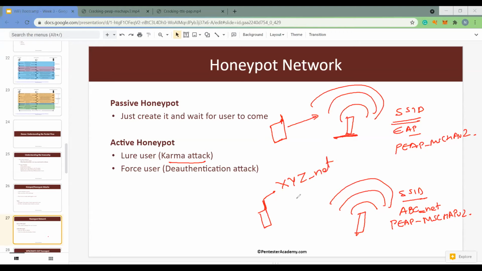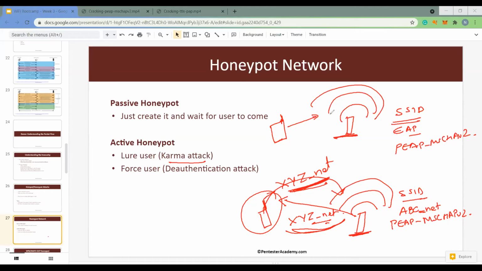So what we do in karma attacks is our active honeypot is also listening for all the probe requests that are coming from the client. As soon as it sees this, it is going to send a probe response saying, okay, I have XYZ net, which is not the case, right? But that is what karma attacks do. When the client sees this response, it will try to connect to this BSSID. That is the karma attack. That is one way of actively trying to lure the user.